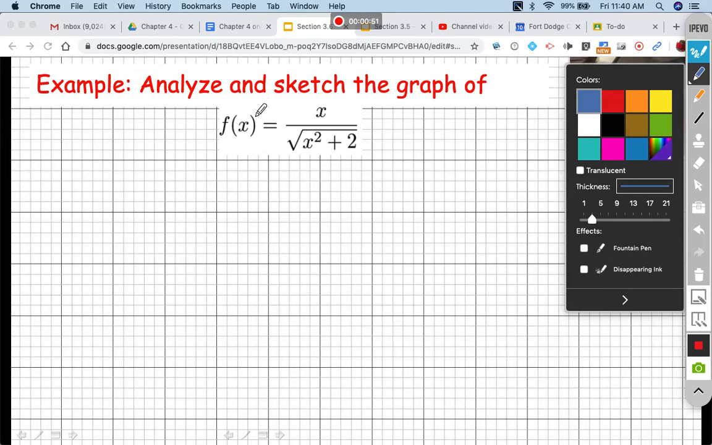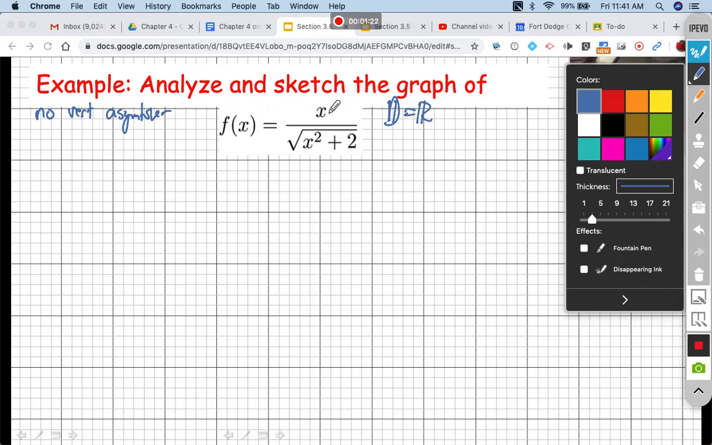So again, we're going to start off looking at domain and range. If we look at this one, my denominator is the square root of x squared plus 2. X squared plus 2 is always positive. I can put in any real number. So there are no vertical asymptotes. My domain is going to be all real numbers.